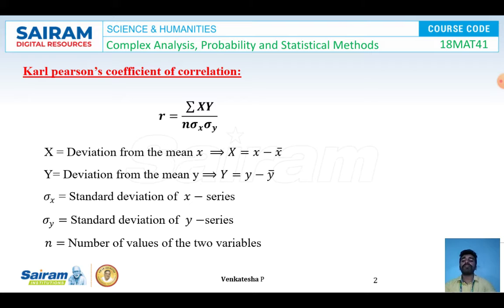Sigma x is called the standard deviation of the x series. Sigma y is called the standard deviation of the y series. Small n is nothing but the total number of values of the given data.